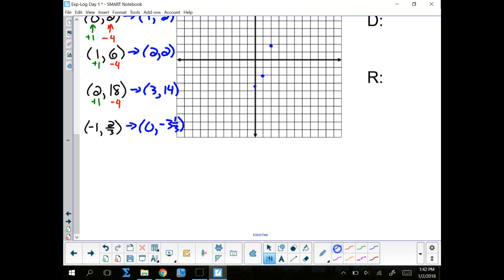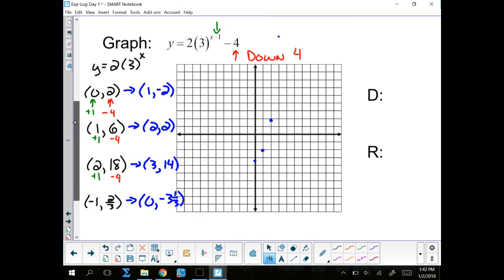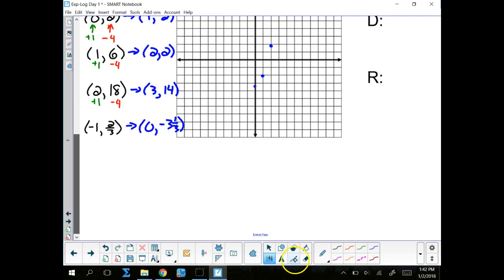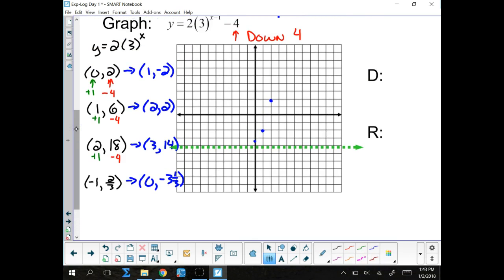Okay. Now, if you think about it, this red shift shifted everything on my graph down 4, right? Well, what's part of my graph? The asymptote, right? So the asymptote went from y = 0 down to y = -4, because that got shifted too. And now everything is above my asymptote.